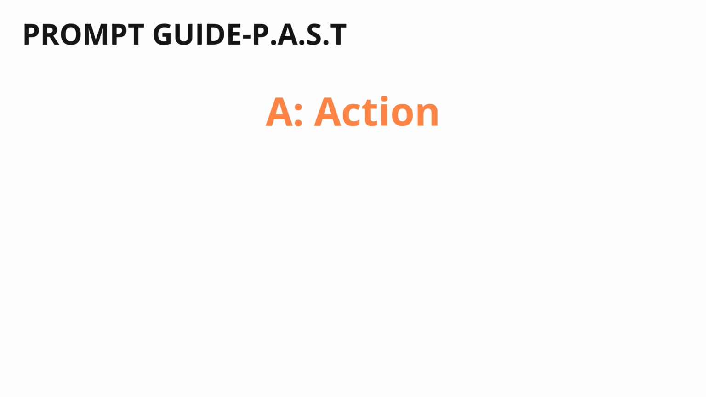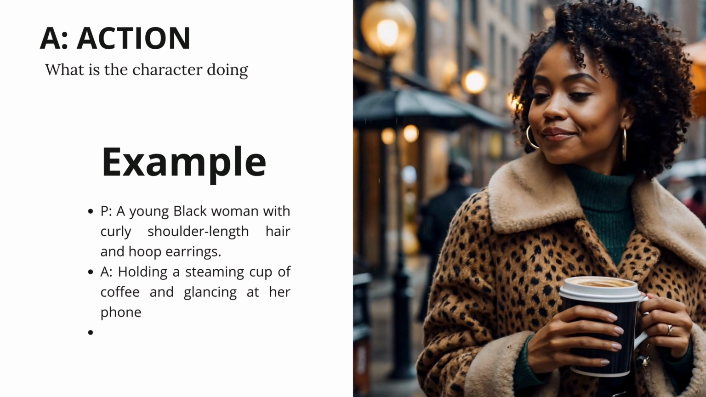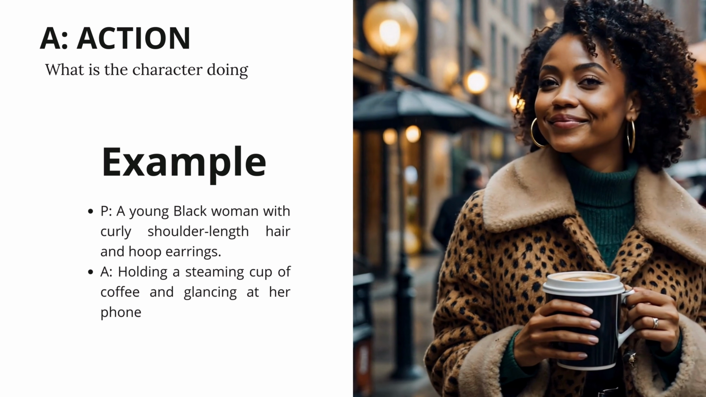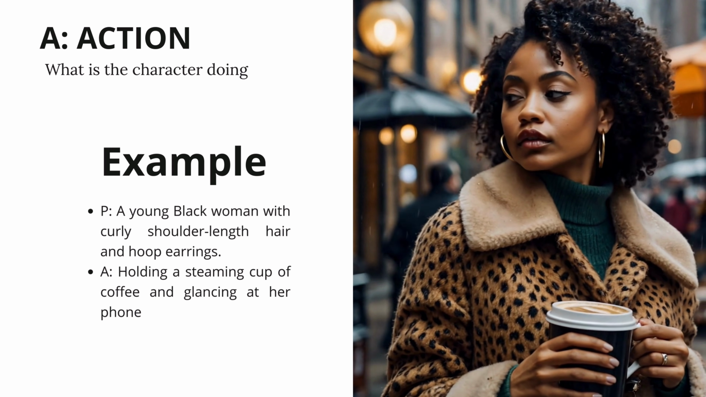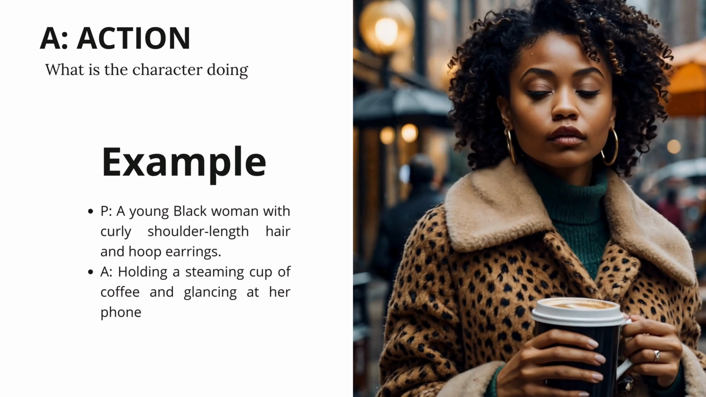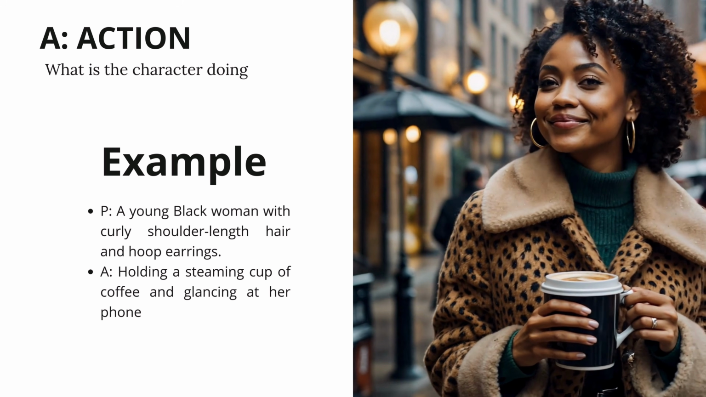A stands for action. This describes what the character is doing. Example, holding a steaming cup of coffee and glancing at her phone. Also, notice how the character changed the environment and the action. Unfortunately, our AI model changed the outfit as well.